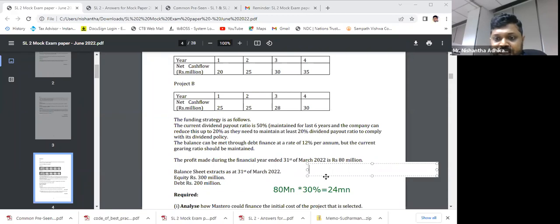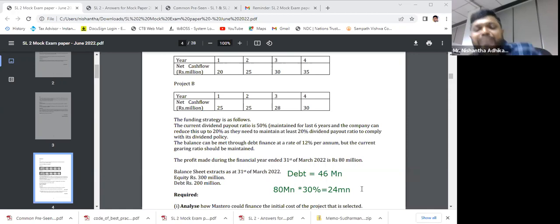If equity is 24 and debt financing is 46 million, can you maintain the same debt to equity ratio? 46 to 24, you can't maintain. Currently, equity should be 60% and debt should be 40%. Then you can't maintain that ratio. Okay, I will show you the answer.